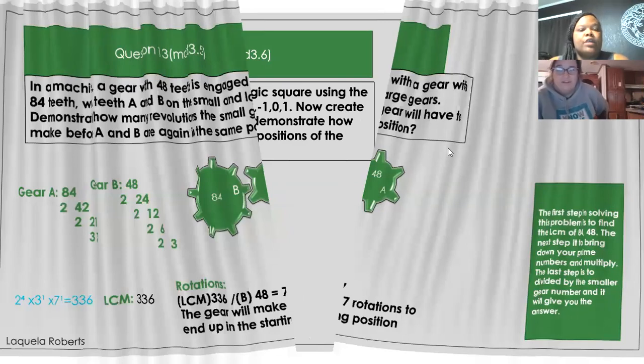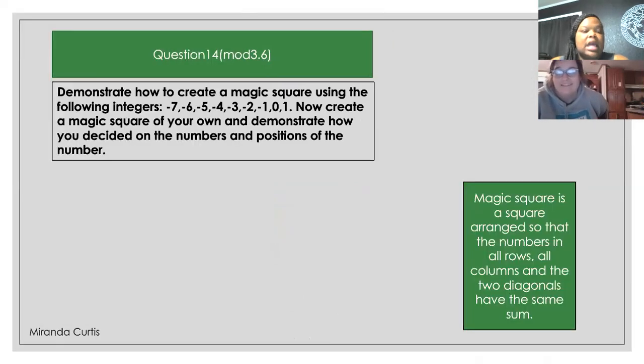Miranda, question 14, mod 3, 6. Demonstrate how to create a magic square using the following integers: -7, -6, -5, -4, -3, -2, -1, 0, and 1. Now create a magic square of your own and demonstrate how you decided on the numbers and positions of the number.